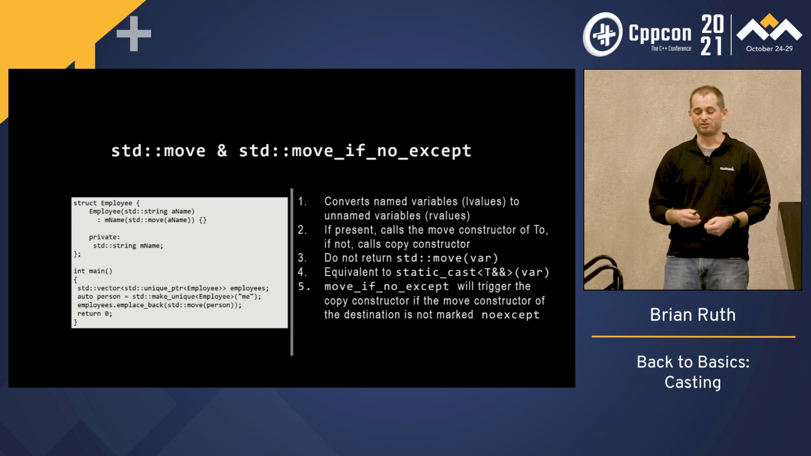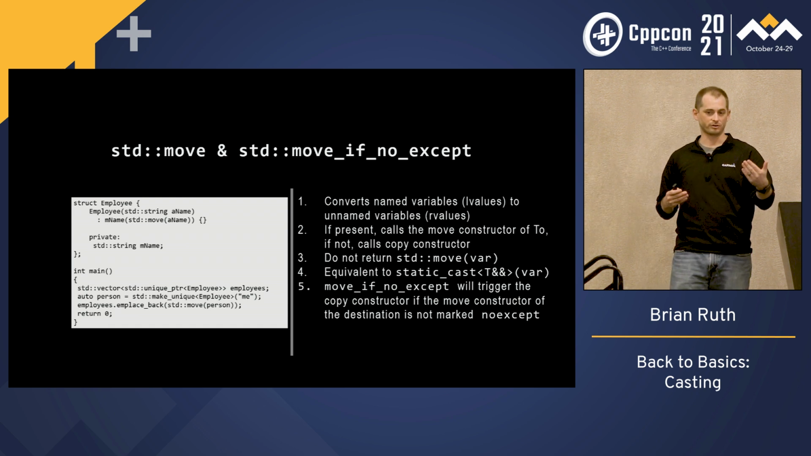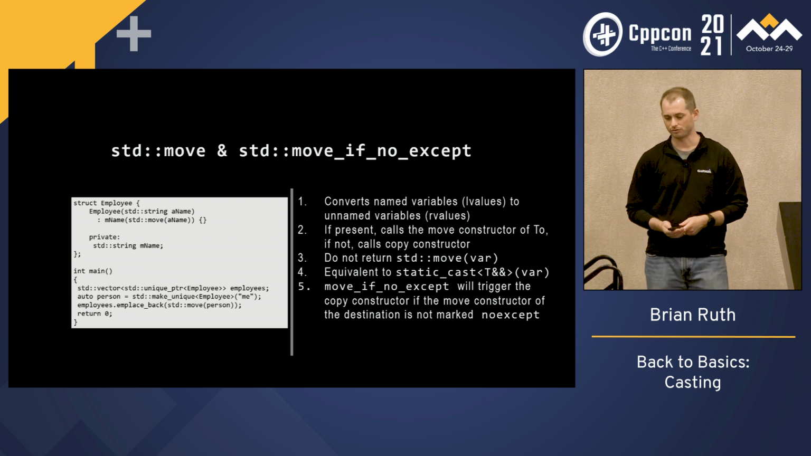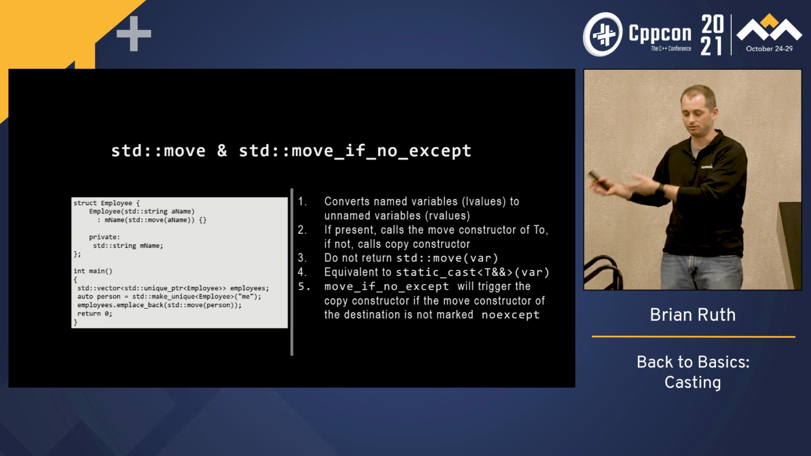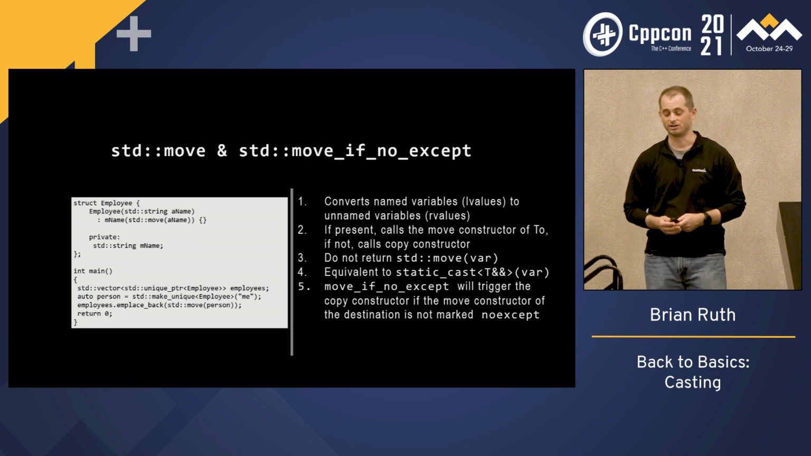So move_if_noexcept just extends on that. It has a little bit of extra protection on top of it. So if you don't have your move constructor, so here, if unique pointer's move constructor, if the person's move constructor is not marked noexcept, it will actually trigger the copy constructor if the destination is not marked noexcept.